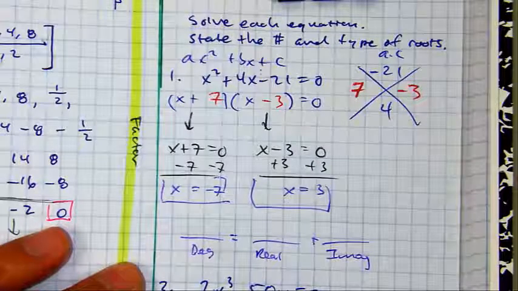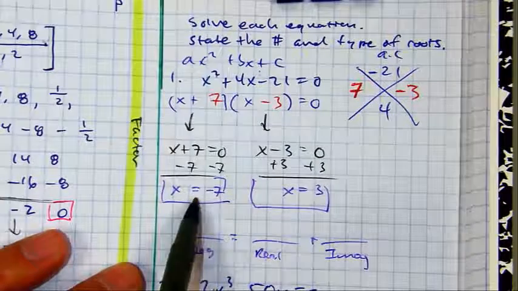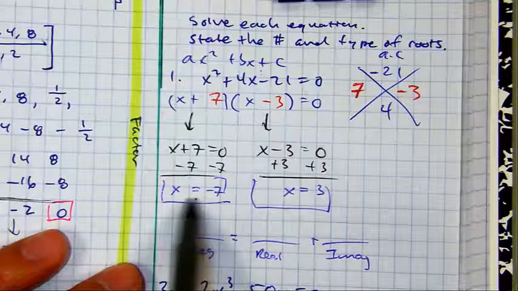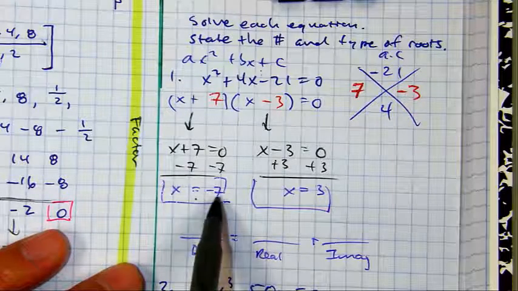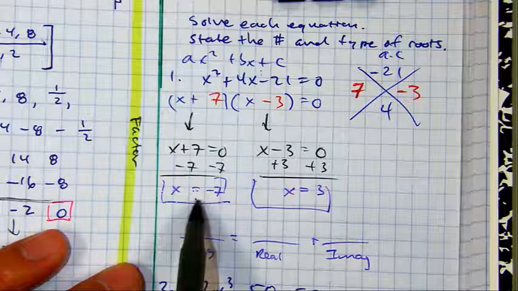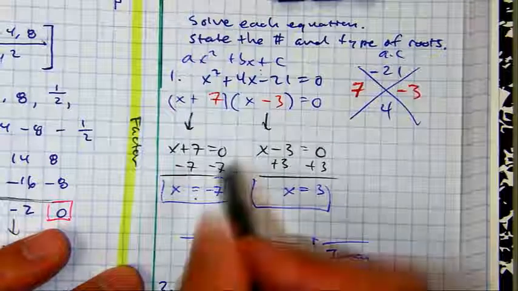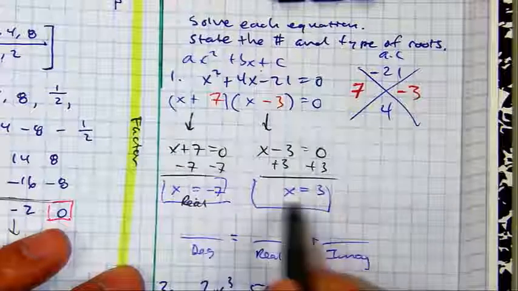Juan, is this a real or imaginary? Imaginary. How'd you know this was imaginary? It's -7. You treat the negative number as 9. Yeah, so this is not imaginary. That means it's a real. And this one? That's imaginary.